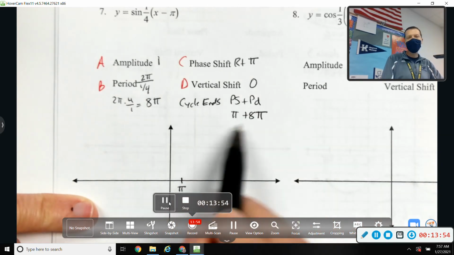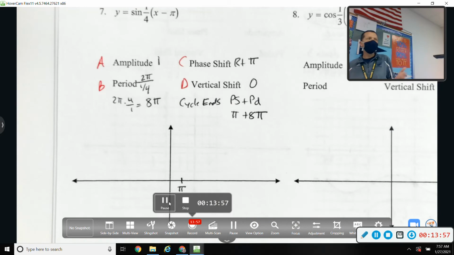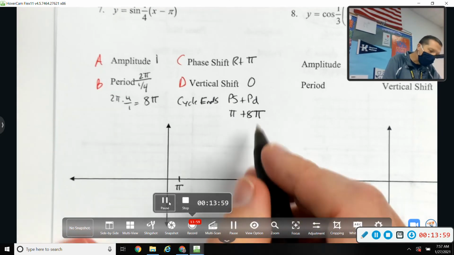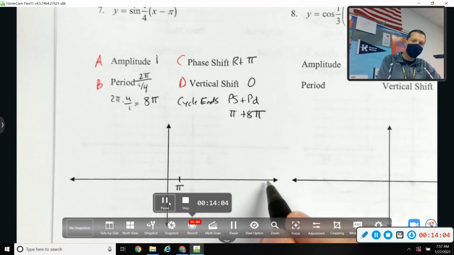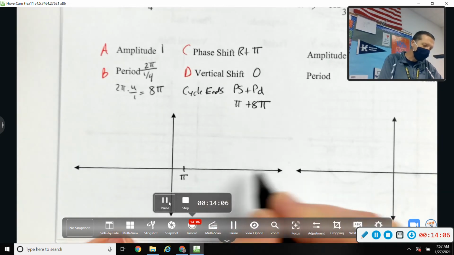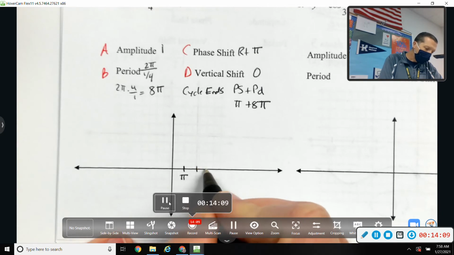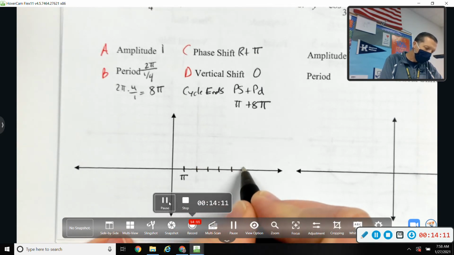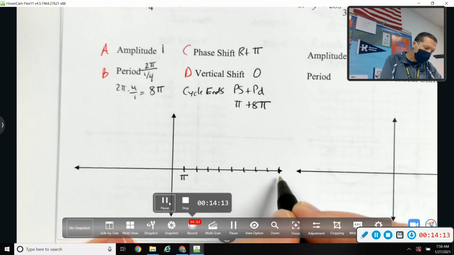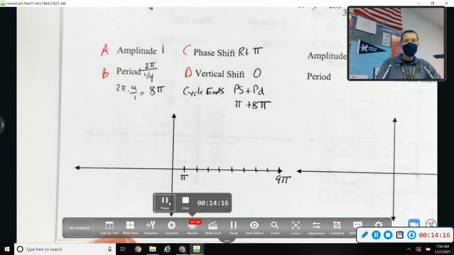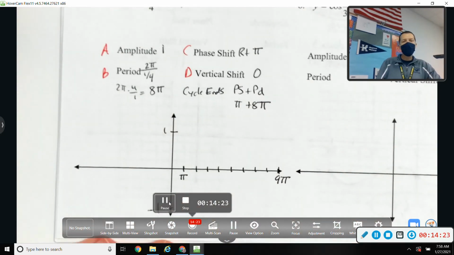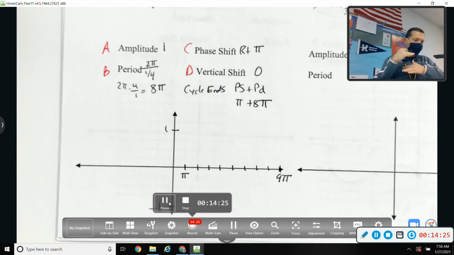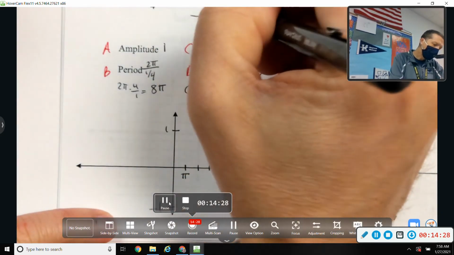Some people memorize that, other people write it, some people just use it, whatever. But I need to end it at 9 pi. Just so my scale is right, I'm not going to put 9 pi out there on its own. I'm going to count out to 9 pi. So 2, 3, 4, 5, 6, 7, 8, 9 pi. Amplitude is 1, so as high as I'll get is 1, and as low as I'll get is -1. So now I've got the box to fit the sine picture in.